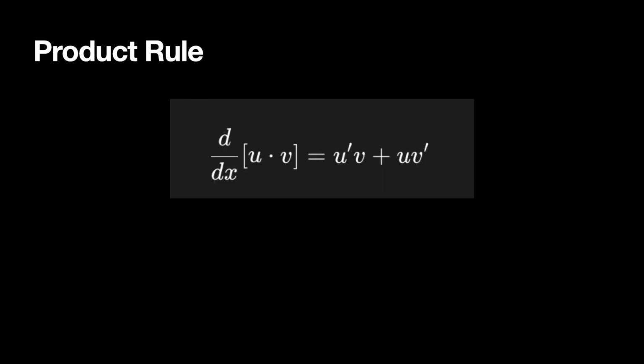The product rule can be used when you have a function that multiplies two functions together. So here's what it looks like. There's a pretty cool proof you can look up online.